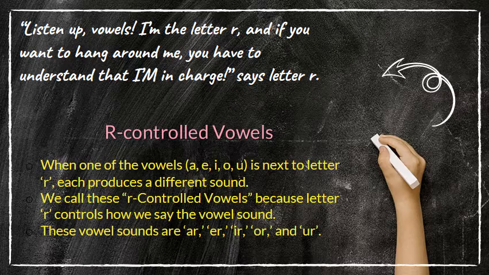What do we mean by R-controlled vowels? When one of the vowels A, E, I, O, U is next to letter R, each produces a different sound. So the letter R here, when it works with one of the vowels, sometimes changes the sound of the vowel. We call these R-controlled vowels because letter R controls how we say the vowel sound. These vowel sounds are AR, ER, IR, OR, and UR.